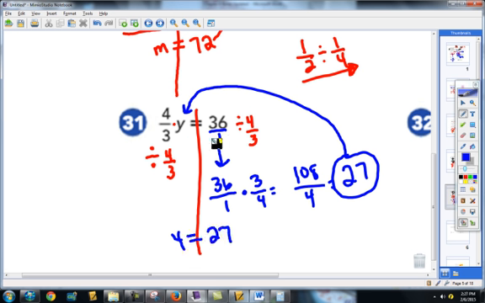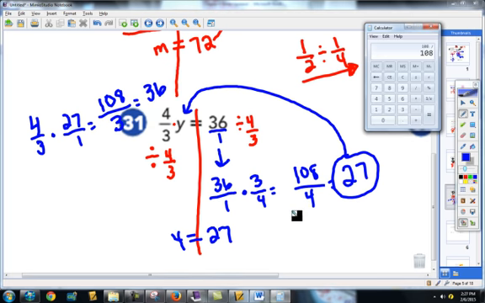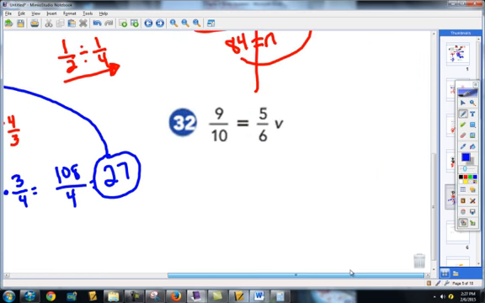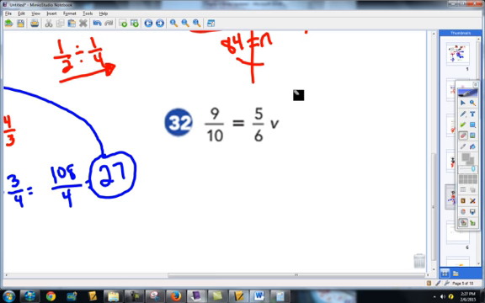Make sure that 4/3 times 27 is 36. So you do that, 4/3 times 27 over 1 gives me 108 over 3, which equals 36. And we can check that. 108 divided by 3 equals 36. Okay? So what I'm really trying to stress to you guys is how it's just the same process constantly.